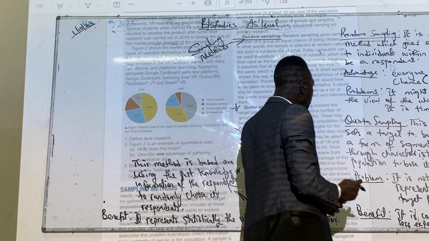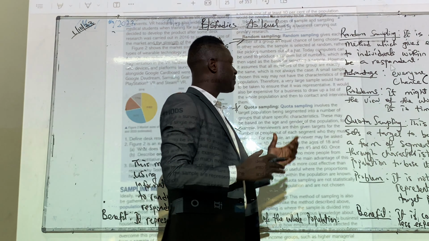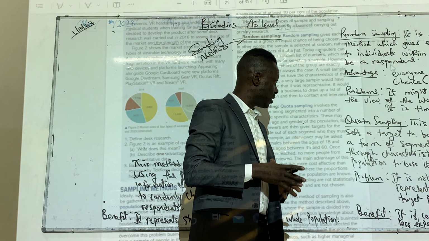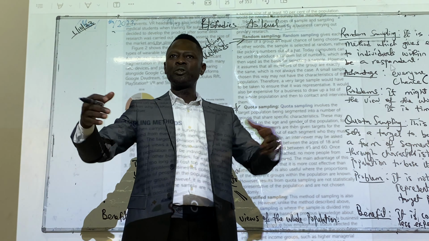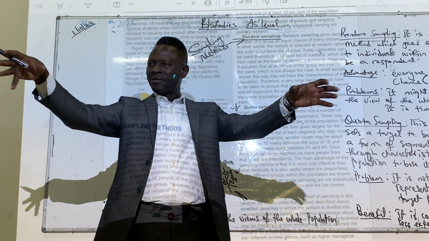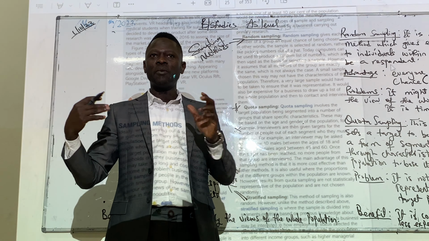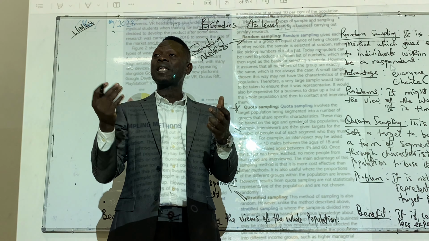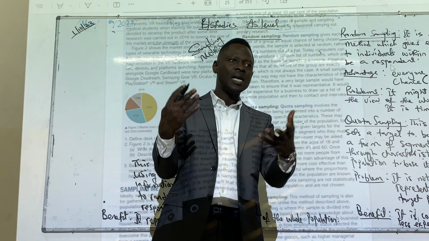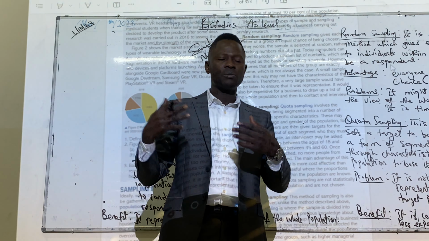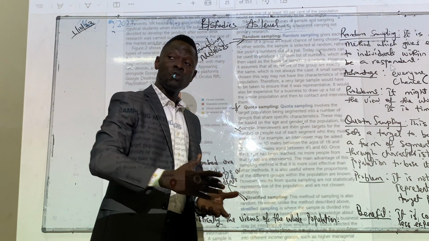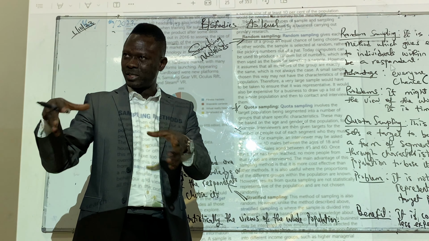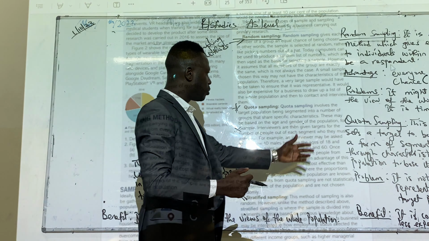I think we get the point, please. The problem about it is that it might not represent the view of the whole population, and it is time consuming because we are choosing at random. But the problem is that those that are chosen might not fully represent the views of the others that were not chosen. And it is time consuming because you have to draw up a list before you start choosing. We go to quota sampling.